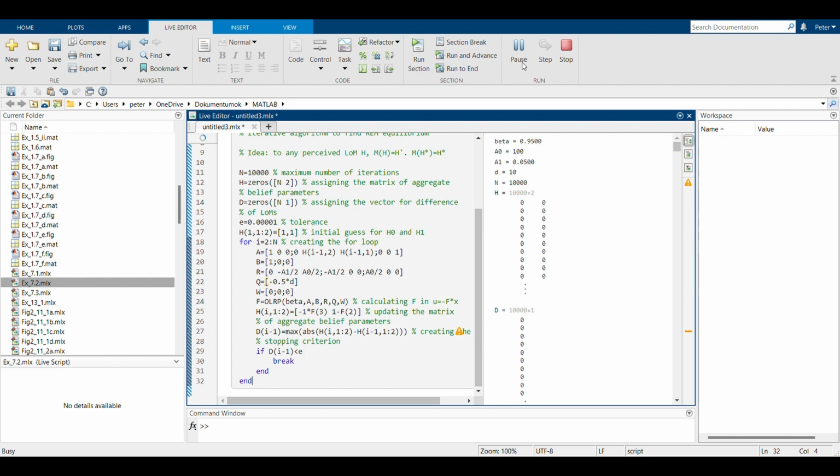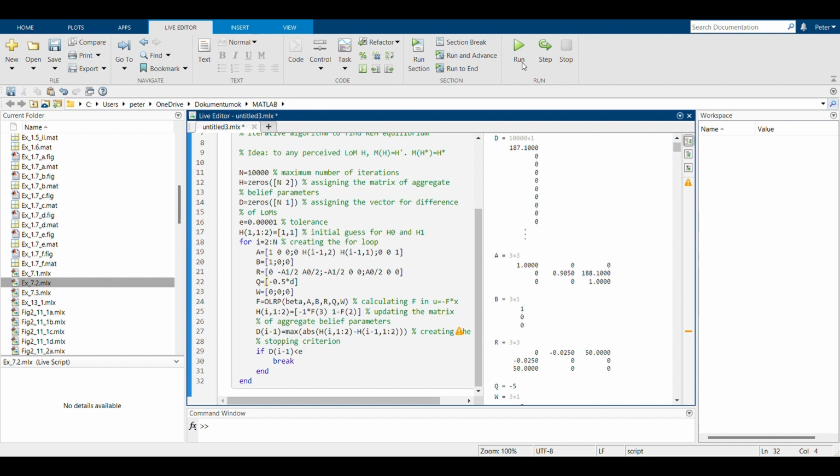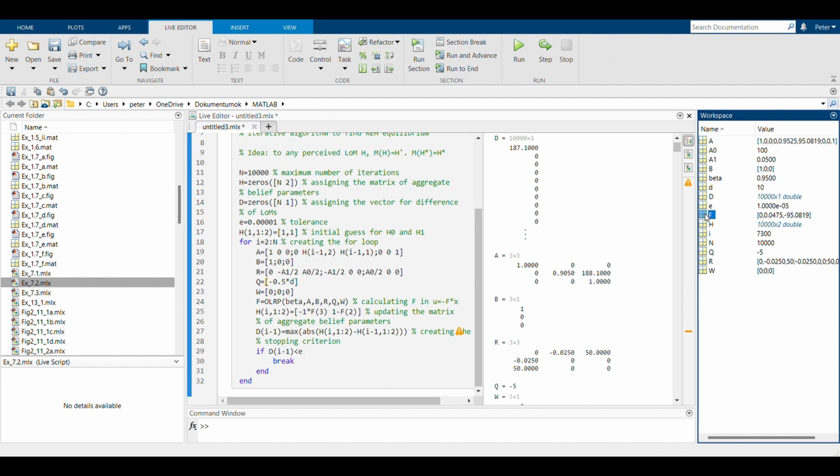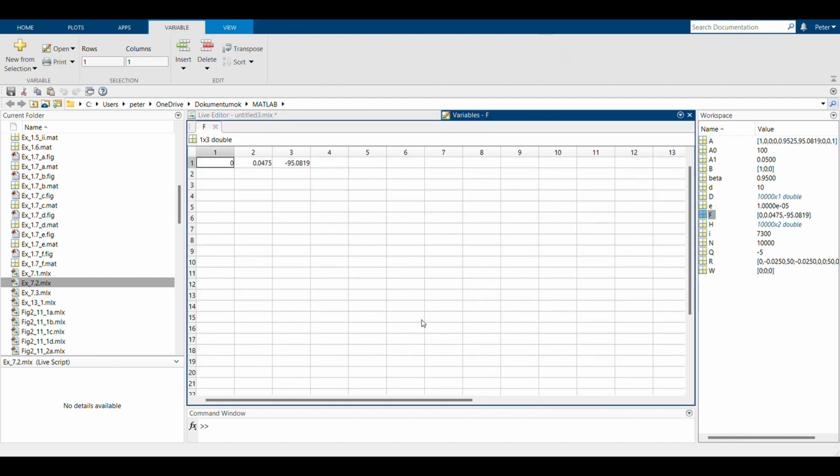So the script is running, and what we are expecting is the same policy function F which we found under exercise 7.2 in the Ljungqvist Sargent book. And if you have a look at the result, it's great. It's the same policy function. So this is the policy which is consistent with rational expectations.